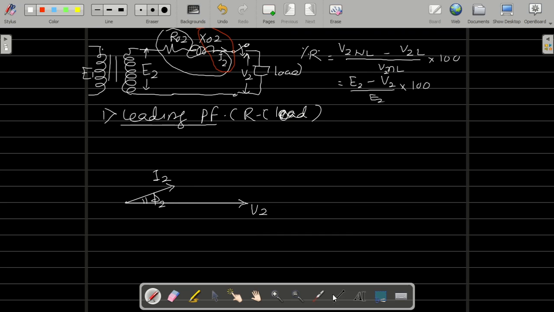Now, whenever current flows through the resistance, there is an I2R02 drop. Where will that drop be? I2R02 is a voltage drop, so we add it in the voltage vector. It will be parallel with the current. So this is I2R02, and this angle is phi, parallel to this.